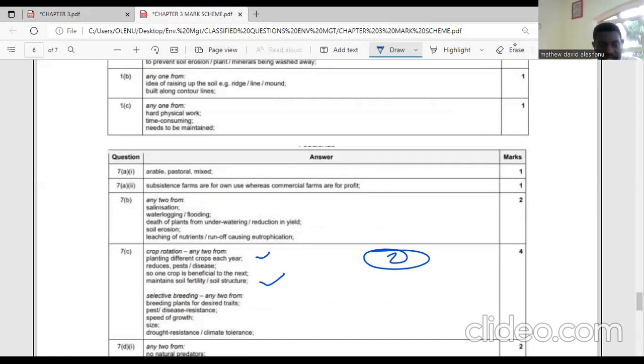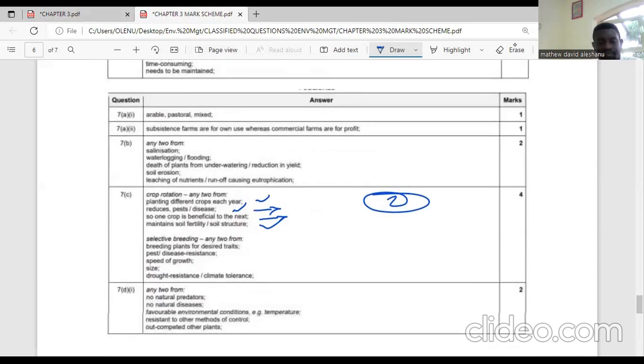Now, crop rotation also helps to reduce pests. And one crop is beneficial to the next crop, like a leguminous crop can be beneficial to planting cereals like maize.